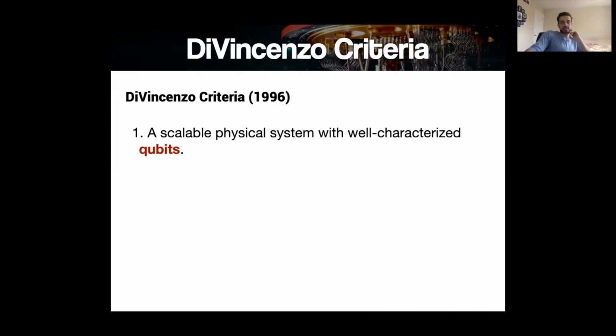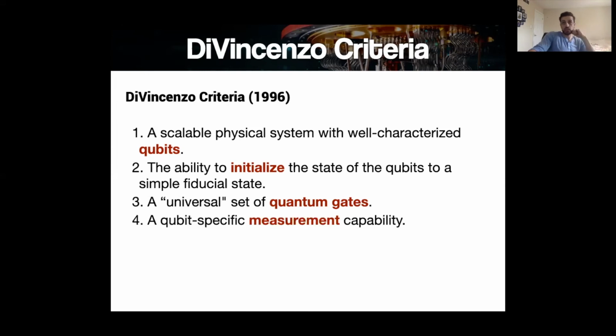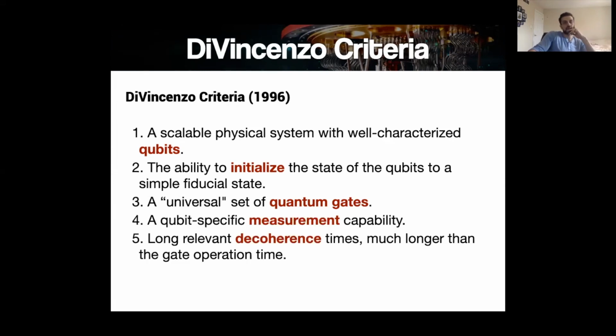I'll explain each of these criteria in more detail, but the gist is you need your qubits. The ability to initialize the state of qubits to a simple fiducial state, some equivalent to the all-zero state. You need a universal set of quantum gates, so you need to be able to act on the qubits. What's the point of an algorithm if you can't measure it? And then you need long relevant decoherence times. You need to be able to do your computation before all your quantum information is lost to the environment.